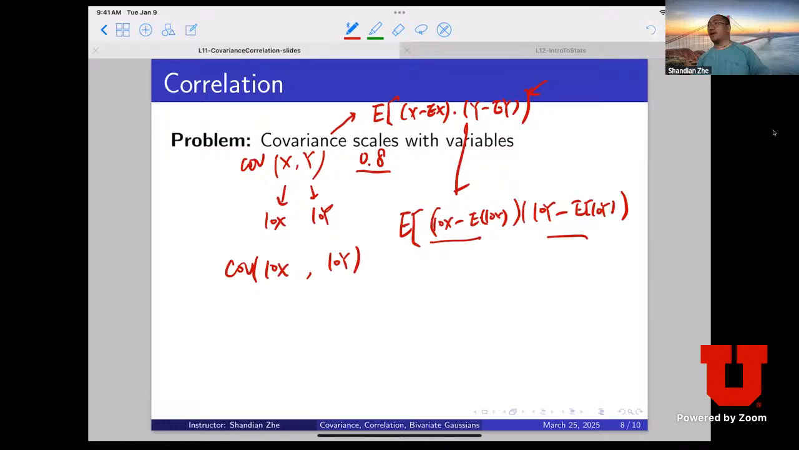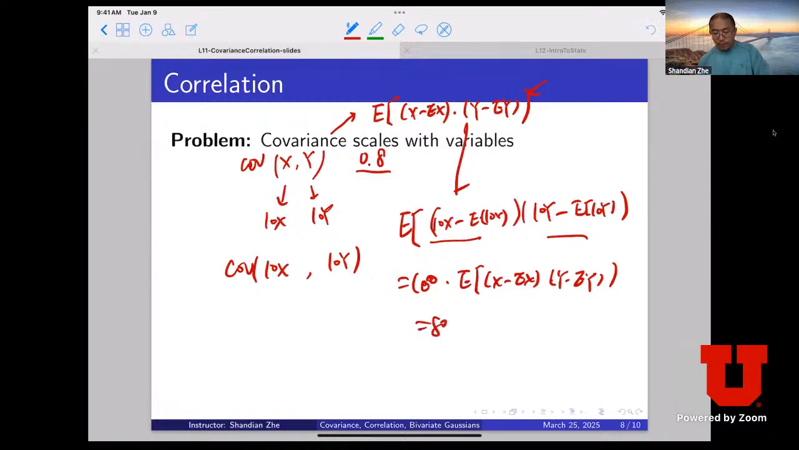Yes, it should be 80, right? Because you multiply these two factors, and each factor is amplified by 10. So you're going to have 100 times the original result, which is 80.